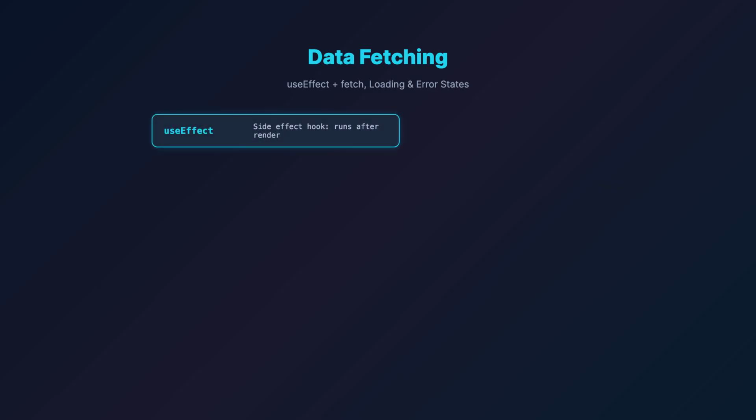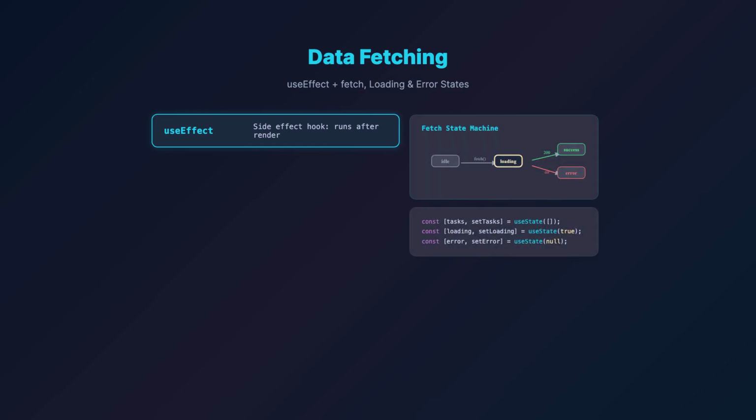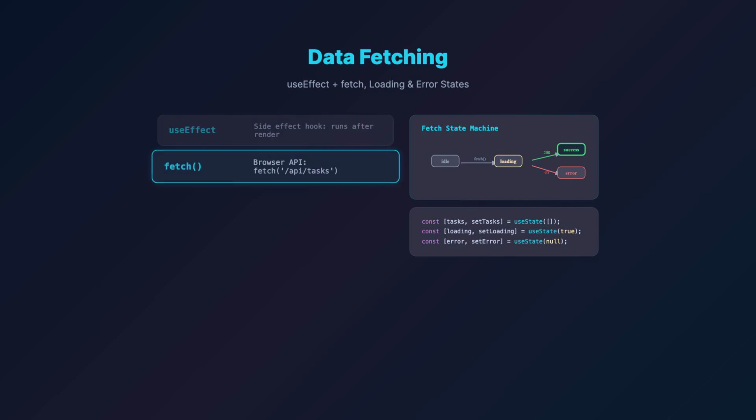React does not have a built-in way to fetch data. The standard pattern is useEffect plus the fetch API. In your component, declare three pieces of state: data, initially null or an empty array; loading, initially true; error, initially null. In useEffect, call fetch with your API endpoint. Await the response. Parse the JSON. Set the data state. If anything fails, catch the error and set the error state. In the finally block, set loading to false.